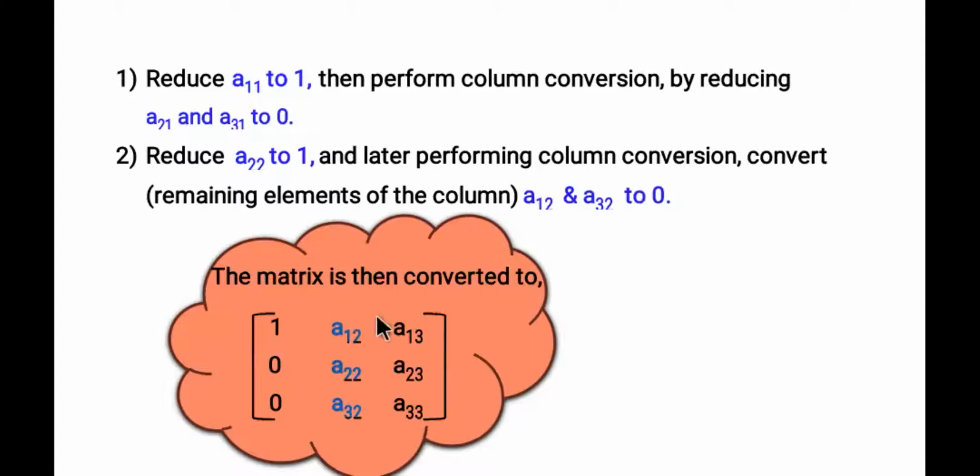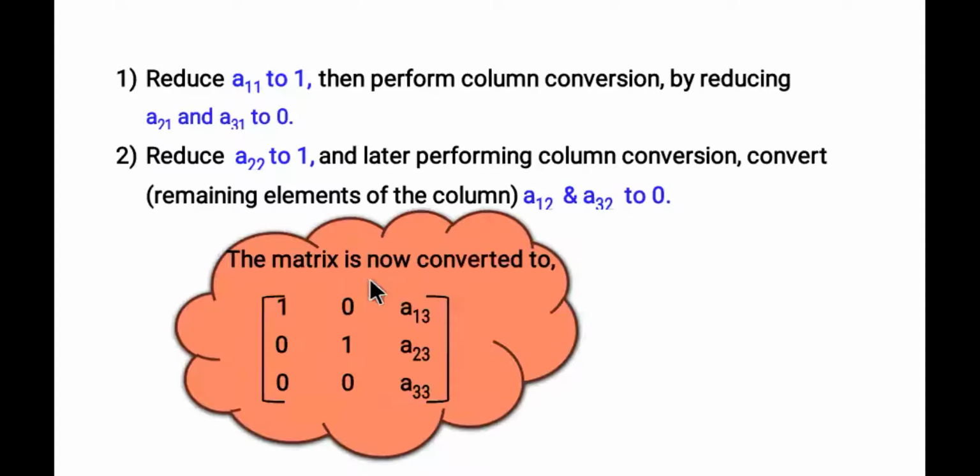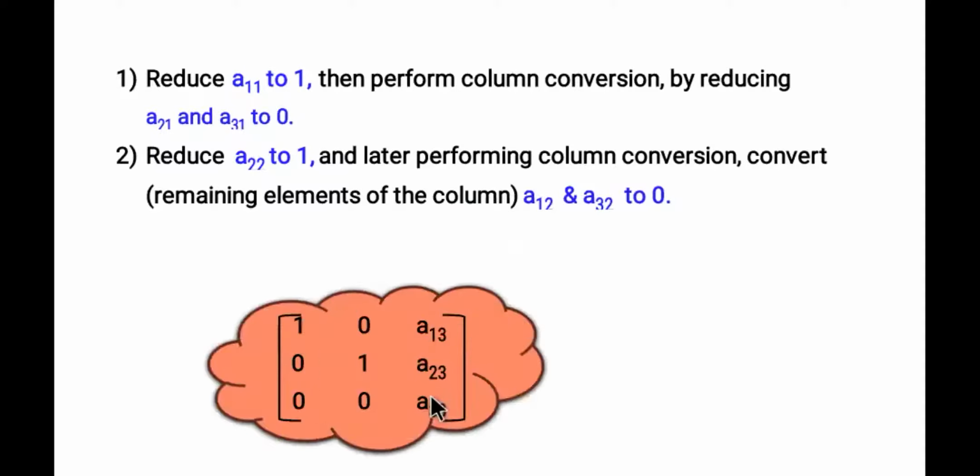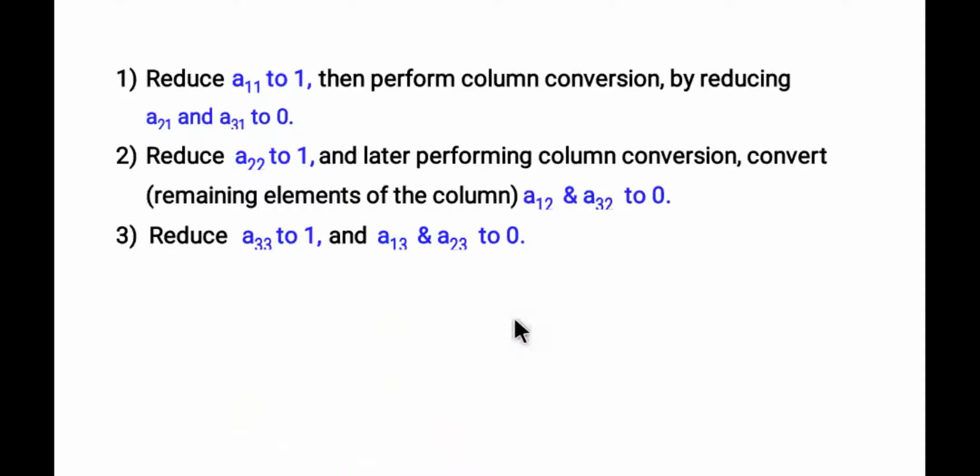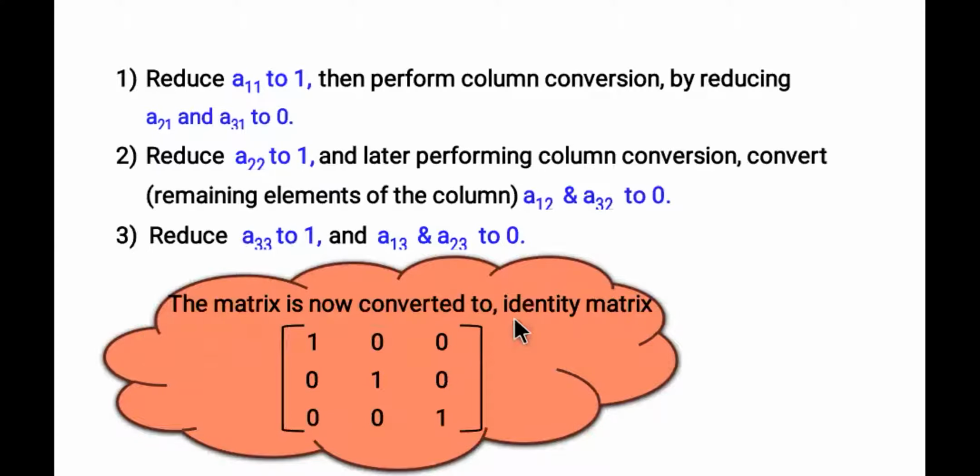After doing this second step, you have to go to the third step. The third step is you first convert your A33 element to 1, and then these two elements, A13 and A23, you have to convert to 0. So these are the steps. If you follow these steps, you can easily convert any given matrix into an identity matrix by row transformation.